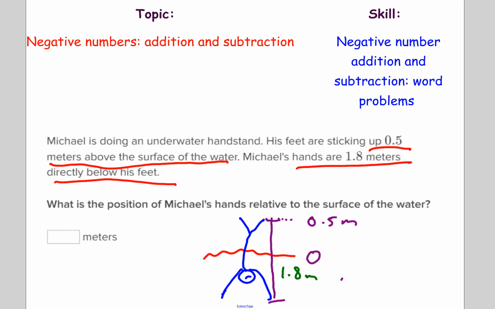So the question is, what is the position of Michael's hands relative to the surface of the water? So relative to the surface of the water means in comparison to the surface of the water. So if his feet are up here at 0.5 and his hands are down 1.8 meters below that, how deep are his hands?